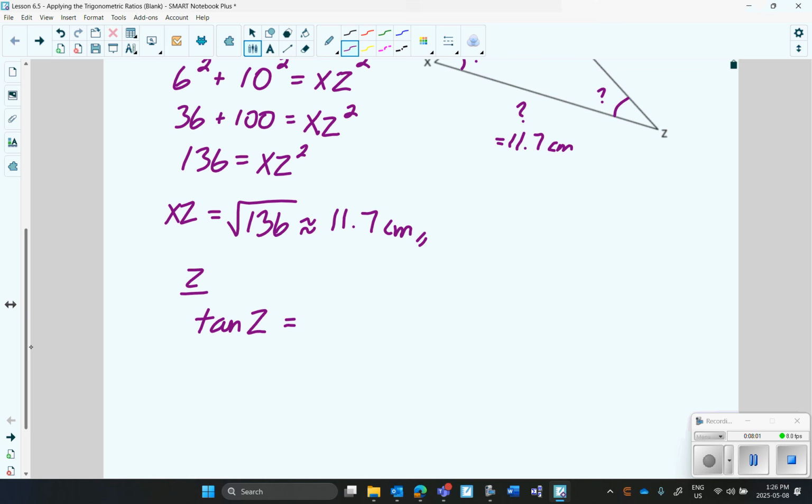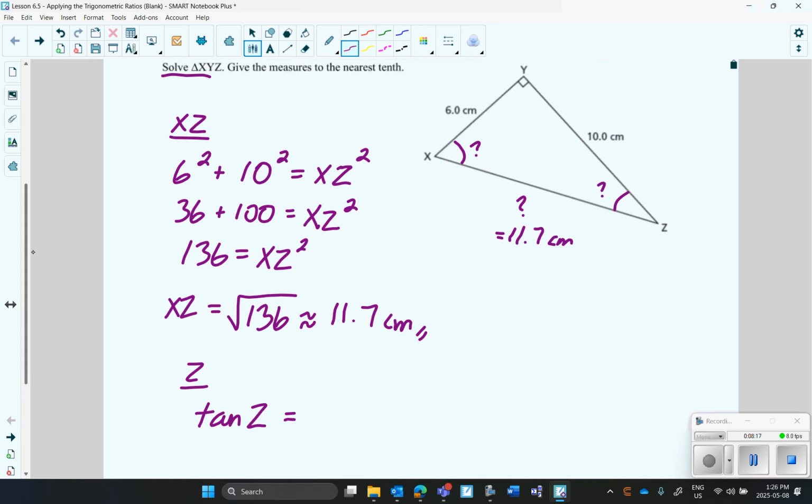Sam, what is the ratio for tan? What side over what side? Opposite over adjacent. Thank you. What is the side opposite angle Z? 6. What is the side adjacent to angle Z? 10. And now we're ready to solve.